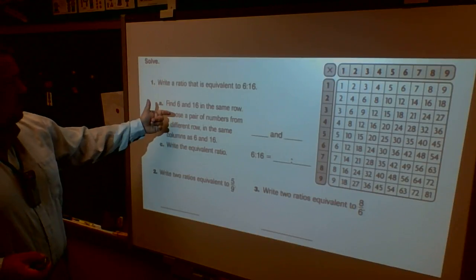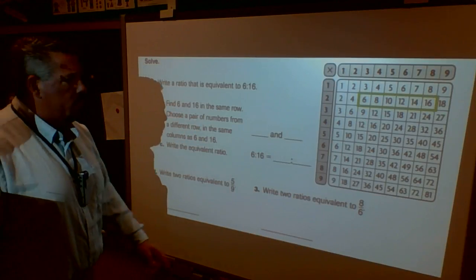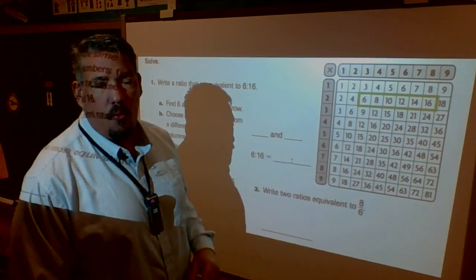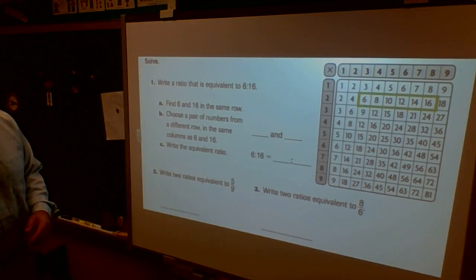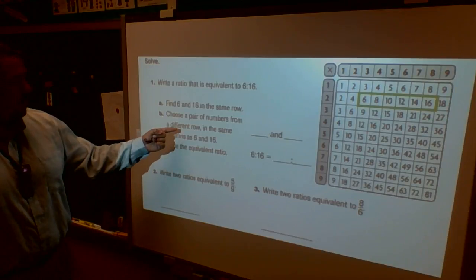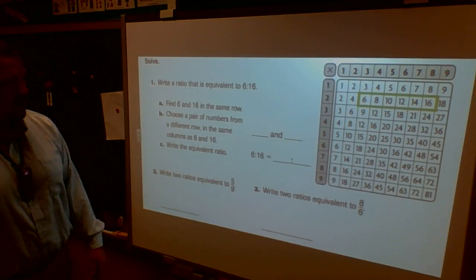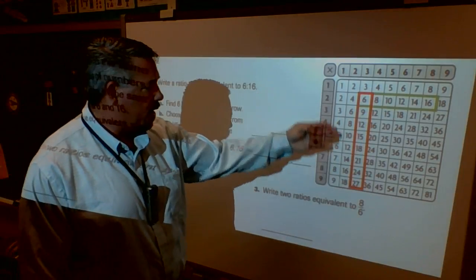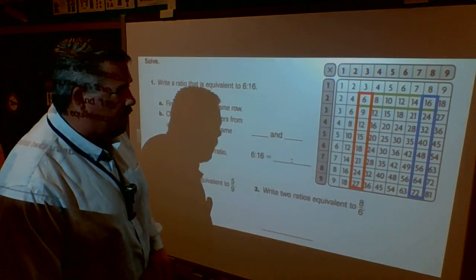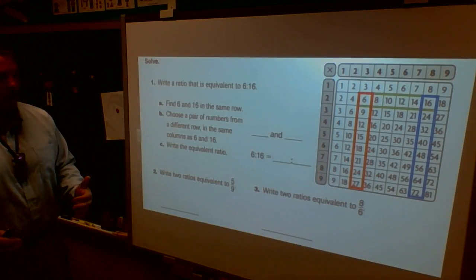It takes me through it, but it says find the 6 and the 16 in the same row. And when you go through, you would find 6 and 16 in the row for 2s. So then it says choose a pair of numbers from a different row in the same columns as the 6 and the 16. So I have the column of 6 and I have the column of 16, and then I have to choose two numbers that are even levels to match up.